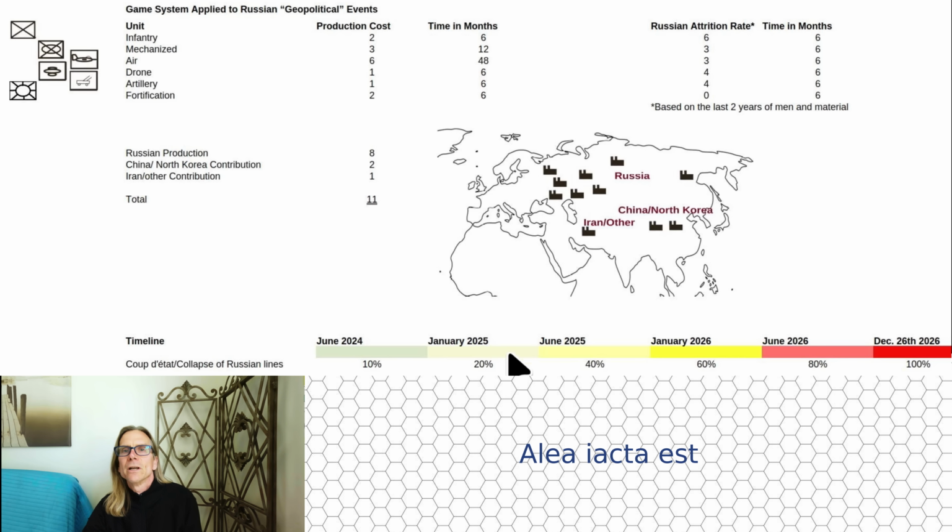Already January 2025, maybe this is a pretty conservative coup d'etat, once this pressure builds. I have it at 20%, but that might be too conservative. It could be higher. June 2025, 40%. It's almost like 50-50 by next year. But again, this is conservative. It could go higher. And January, it looks like it's going to start going. And then June 2026, yeah.